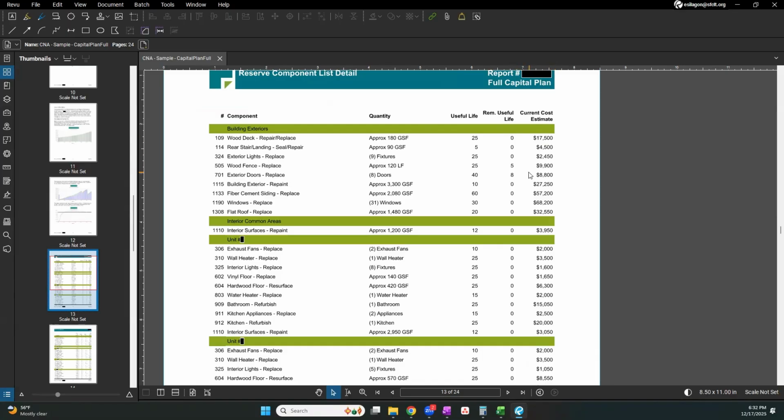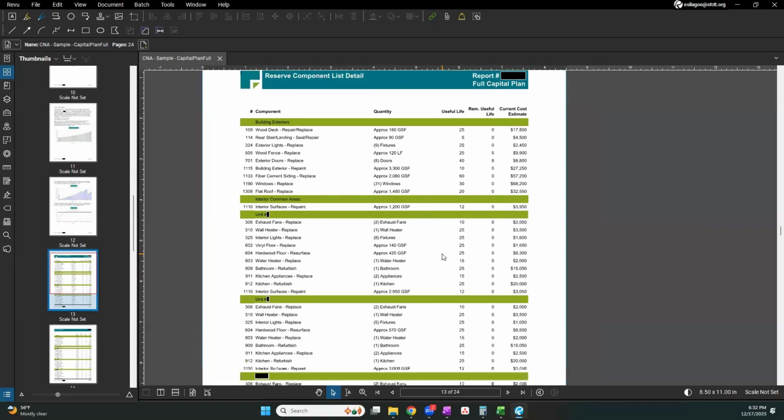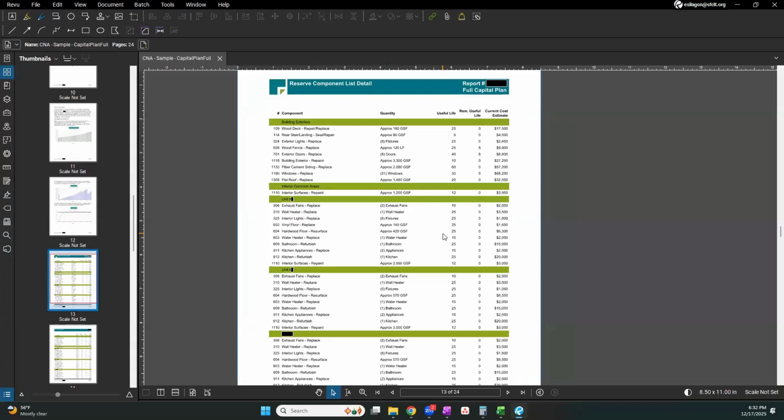$17,500. And I just want to note on here that if we look at the wood fence, about 120 linear feet, this one actually has, according to the report, 5 years left of remaining useful life. But this current cost estimate is just reflecting if we were to replace the component today, what would we expect that cost to be? So it's not factoring in what it'll cost 5 years from now. So I just want to make that clear.